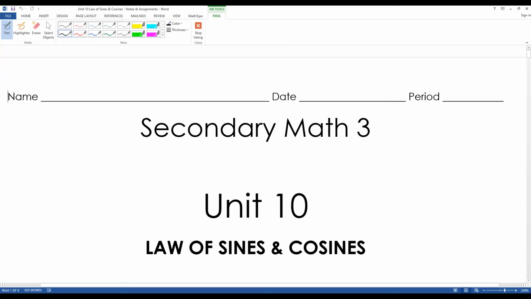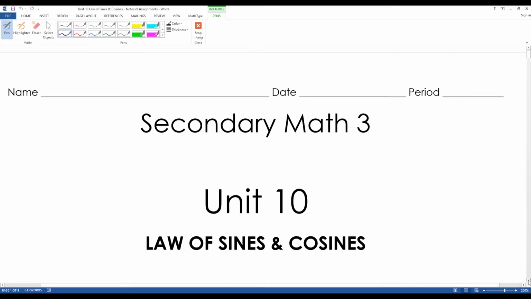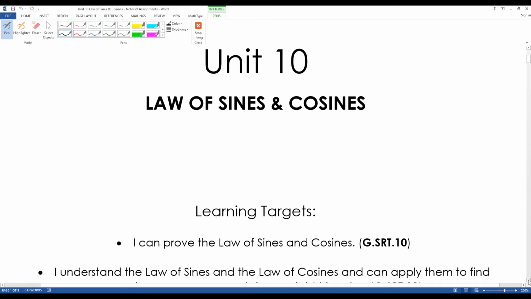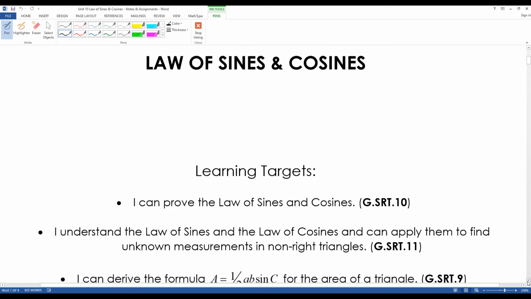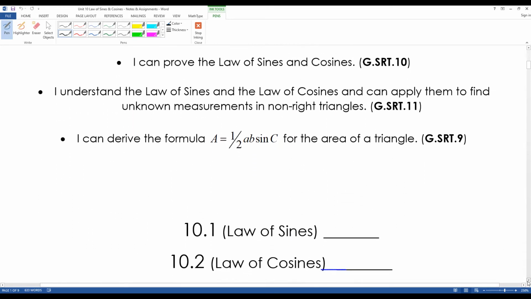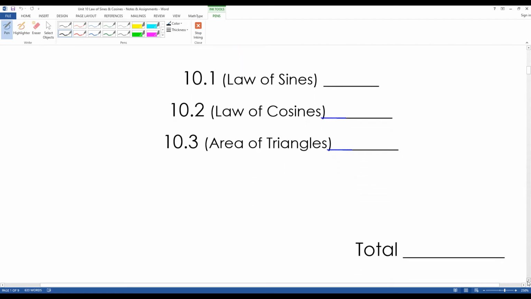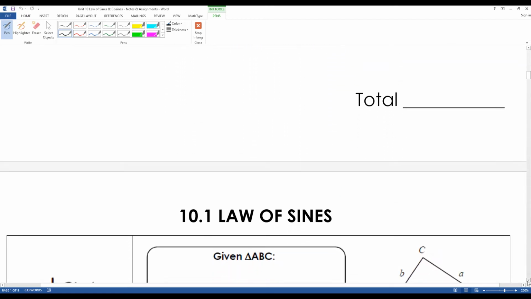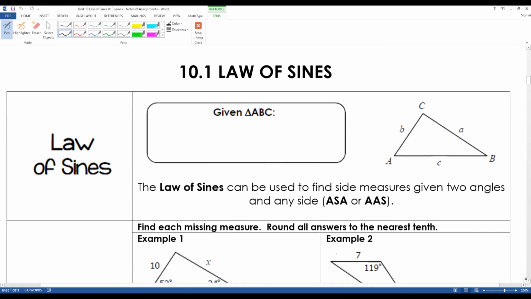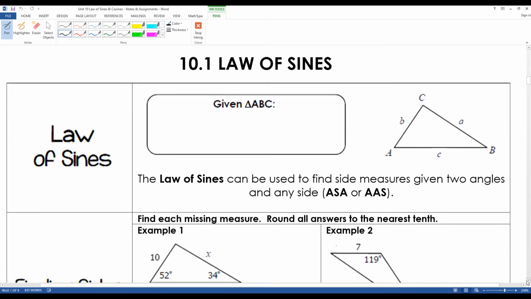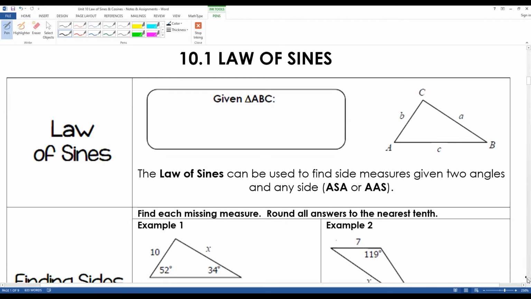All right, Unit 10. We have law of cosines and law of sines. We're just going to do law of sines first. Three small units. We'll calculate some area. First of all, what is law of sines? Well, this is just a way to set up an equation, a proportion really, to solve for any side or angle in any triangle. It doesn't have to be a right triangle, just any triangle.